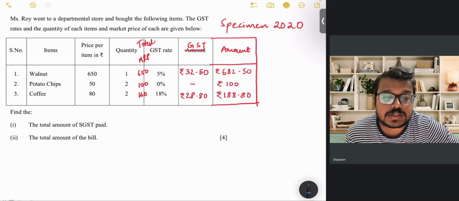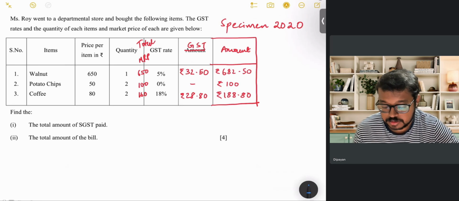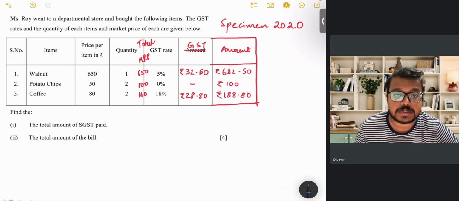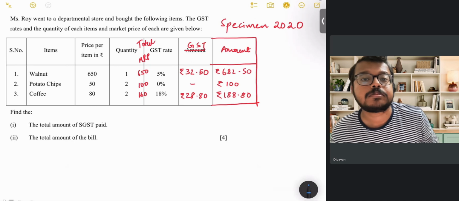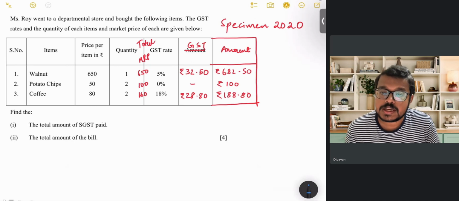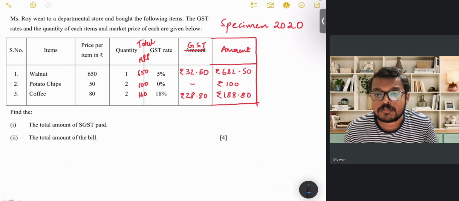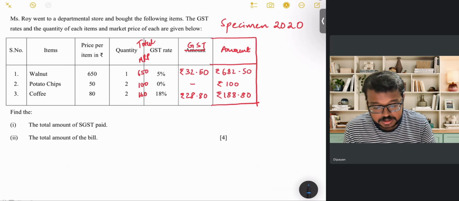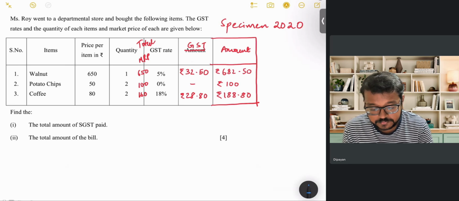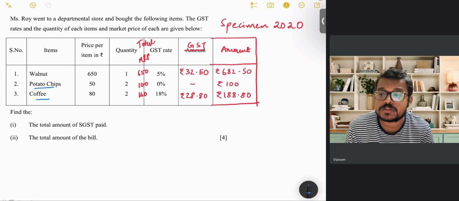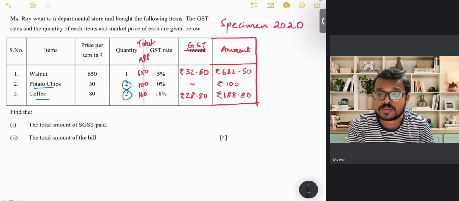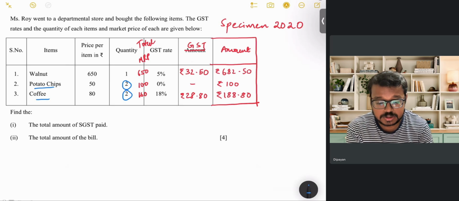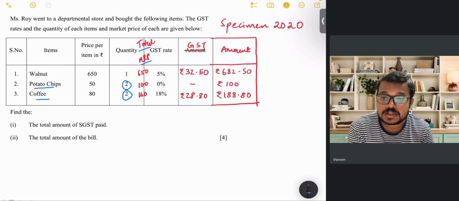So in the previous video, we saw a question of bill to calculate the total bill amount given the rate of GST for each item. Now this question again is similar, but the difference is that here the quantity of these two items, potato chips and coffee, is 2. So that's why first we have to look at the total price for these items, the total MRP. So you can put a column there.